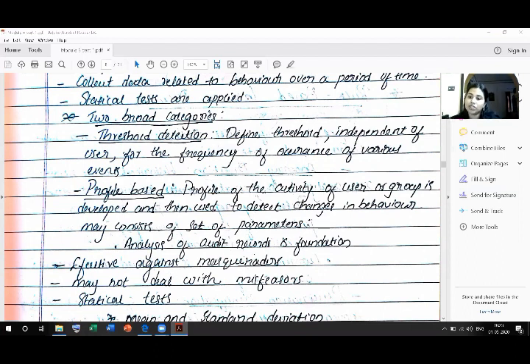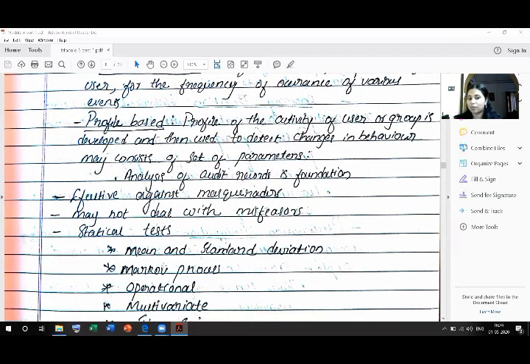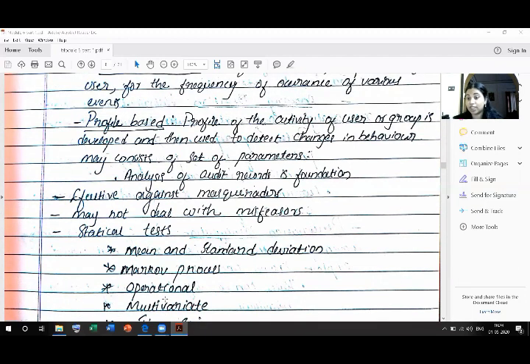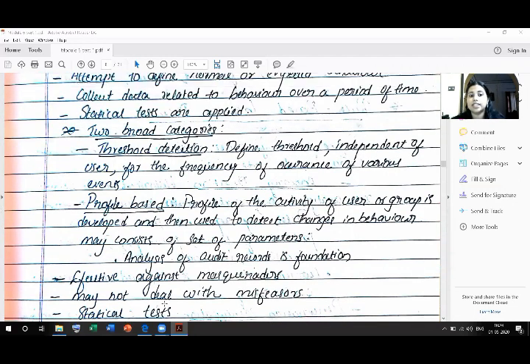Here the profile of the activity of a user group is developed and then used to detect changes in behavior. We already define a set of parameters, then compare them with the currently happening parameters. Then we do a certain test depending upon the mean and standard deviation, Markov process, operational process, multivariate process, and time series. We take the mean and standard deviation for period 1, period 2. Then from the statistical analysis of this test we get knowledge of the intrusion. That's known as statistical anomaly detection.